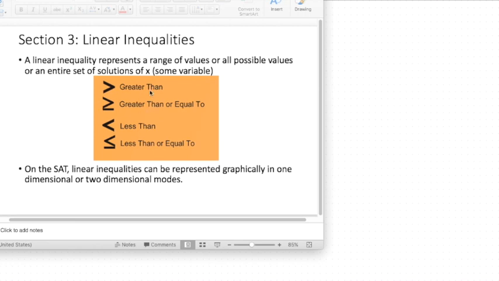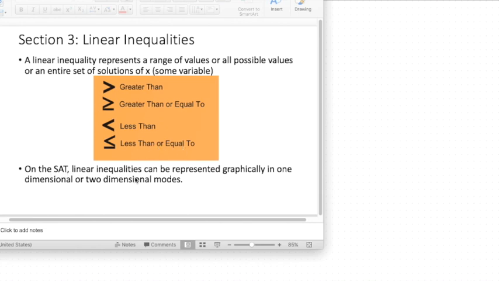And here's where I want to remind us about our signs in linear inequality. So this sign represents greater than, right? We always read our signs from left to right once they stand alone. Greater than, this is greater than or equal to. This is less than or equal to.